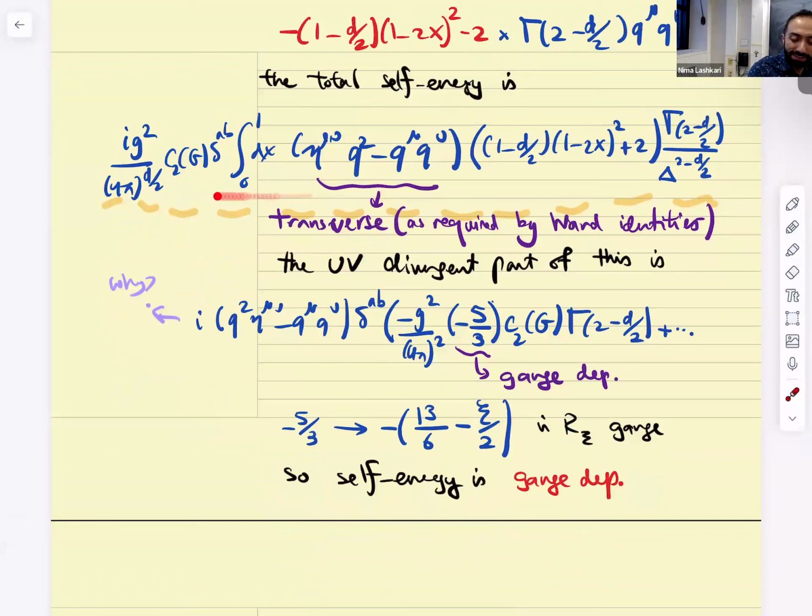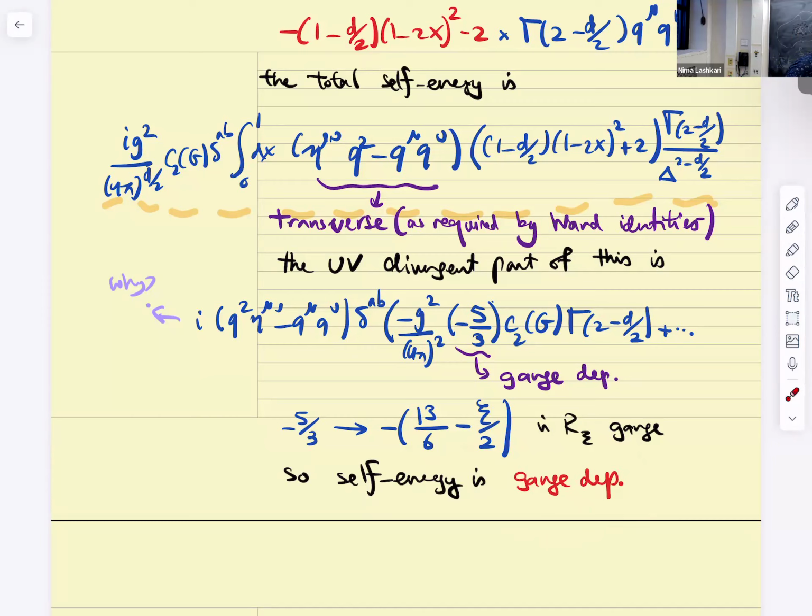All right, so you take a look at this. I'm going to leave this for you to work out in detail. But if you recall, what did we do with this? We extracted the divergent term in the MS-bar scheme. That coefficient is this minus 5 over 3, but it's minus 5 over 3 in the c equals 1 gauge. If you repeat this calculation in a general R_xi gauge, it's minus 13 over 6 minus xi over 2. The self-energy of the vector boson field is gauge dependent.